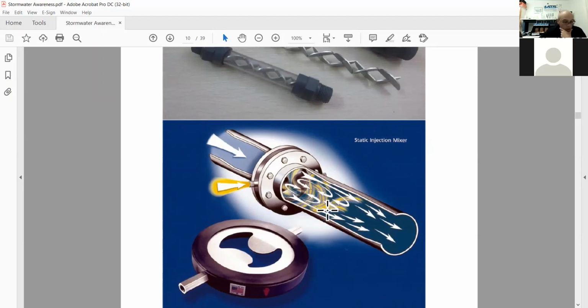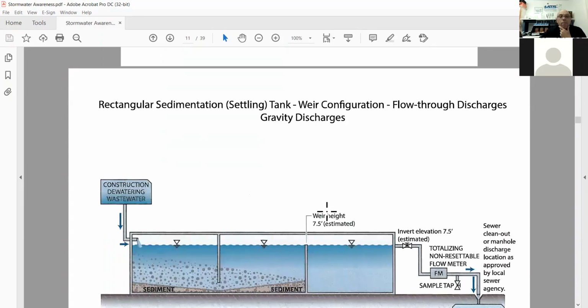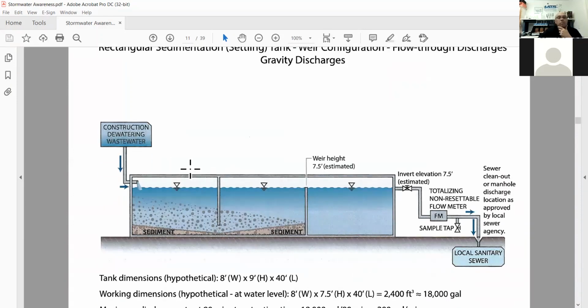Now the pre-treated water flows through a tank or a basin. Here's a tank. And so the pre-treated water flows in, settles, and is forced under an underweir. The settled water stays down, the sediment stays down.